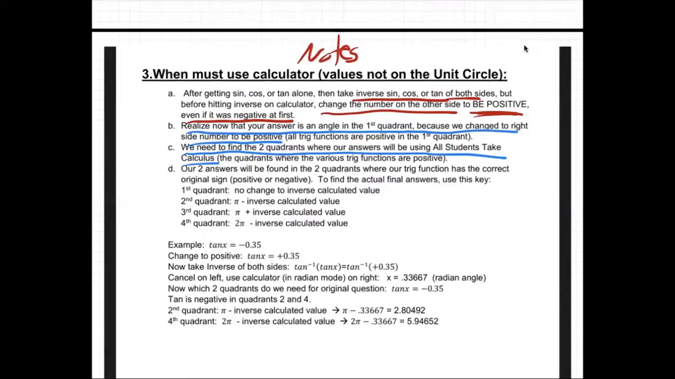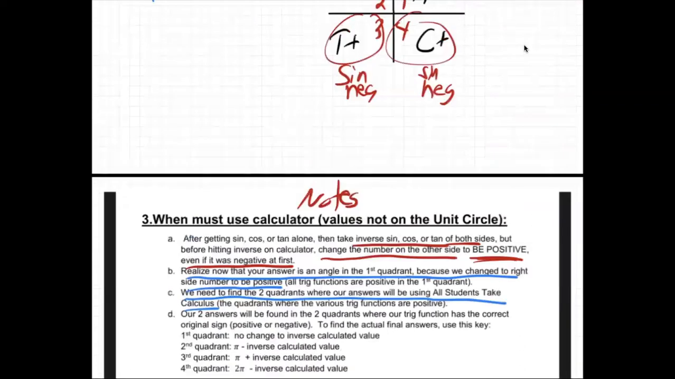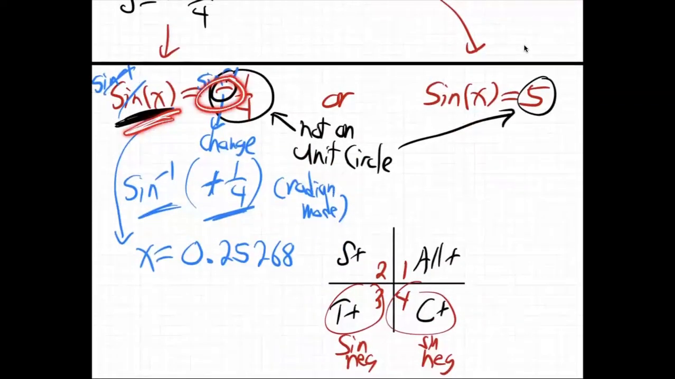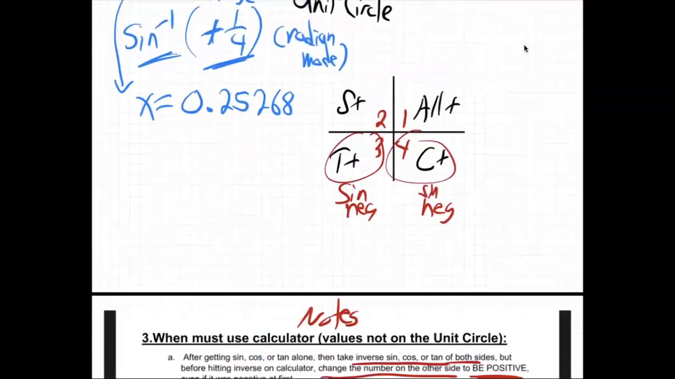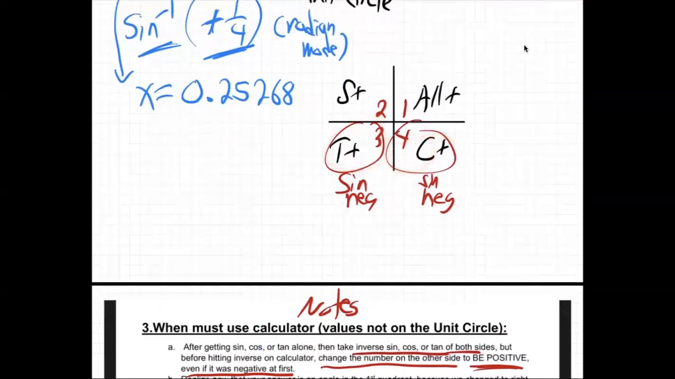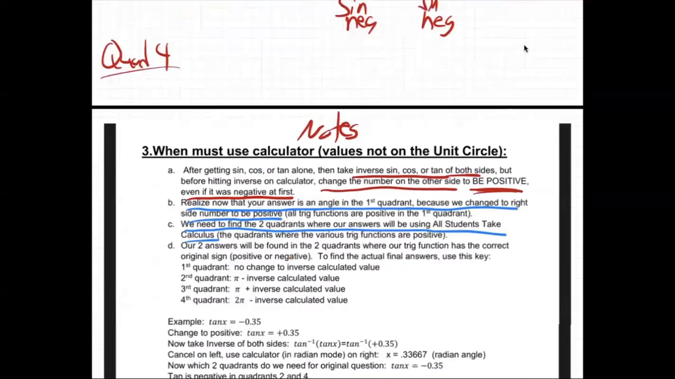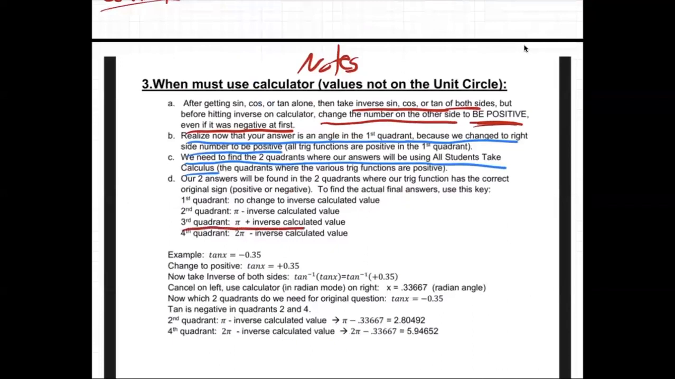It's saying, find the two quadrants where our answers will be, meaning the original question: where is sine actually negative? We changed to positive just to help us with the calculator, but really we're answering where sine is negative. Quadrants 3 and 4. So I need a quadrant 3 answer and a quadrant 4 answer. How do you get those? Formulas are right here. Third quadrant, pi plus the calculated value. Fourth quadrant, 2 pi minus the calculated value.